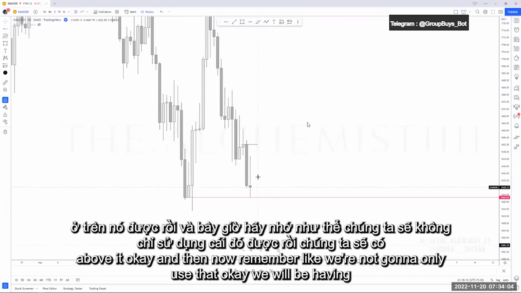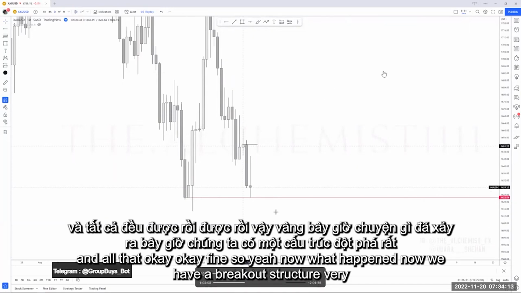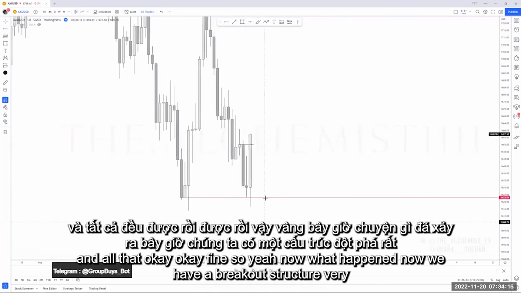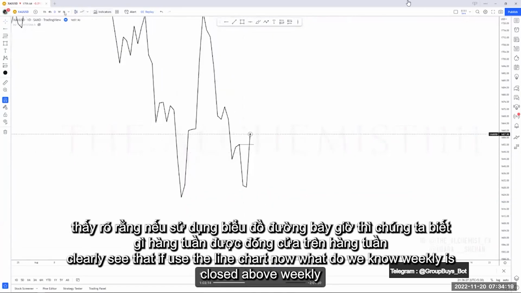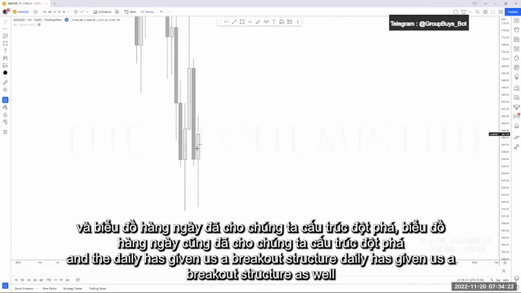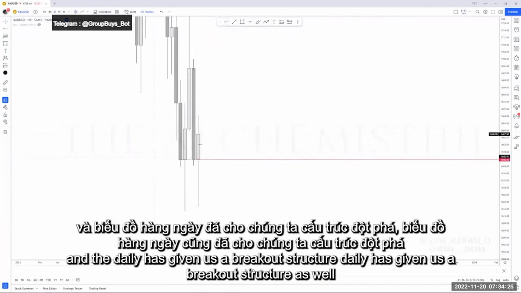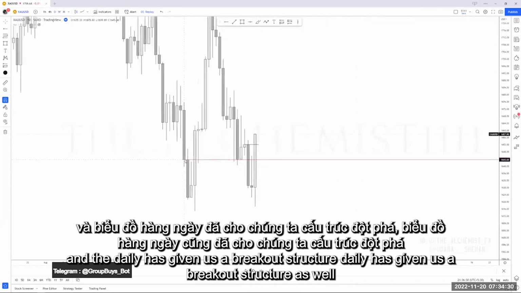Remember, we're not going to only use that. We will be having other confluences. Let's talk about the storylines only, and then let's see how we can get into entries and all that. Now we have a breakout structure very clearly, if you use the line chart. What do we know? Weekly has closed above weekly, and the daily has given us a breakout structure as well.